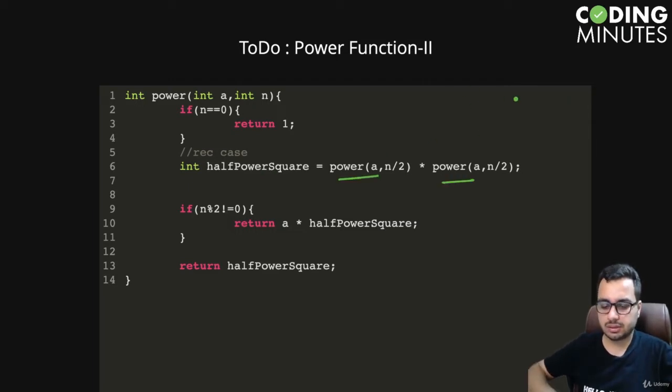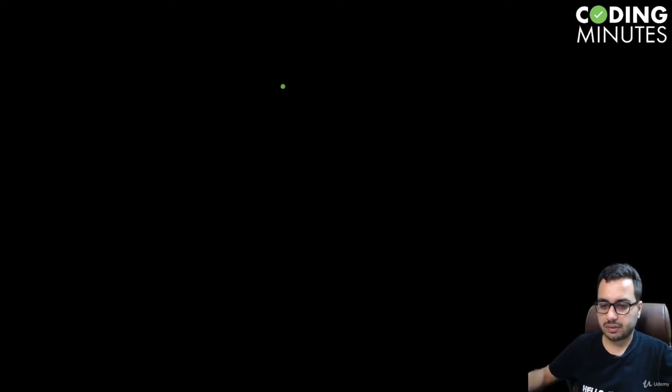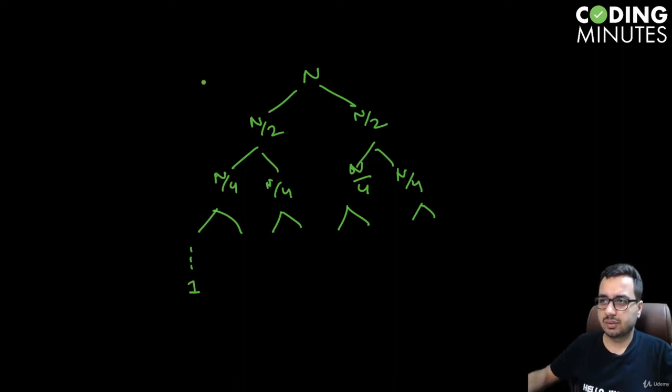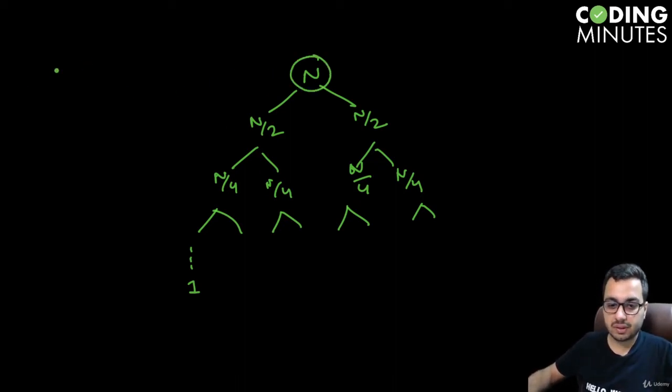So how many function calls are we going to make? Let me try to show it to you. We have n. From n we are making two calls, one to n by 2 and another to n by 2. Then from each of these we are making two calls, n by 4, n by 4, n by 4, n by 4. This will go on until we reach a level where we just have one call. What you can observe is the total number of function calls: one function call on the first level, two on the next level, four on the next level.